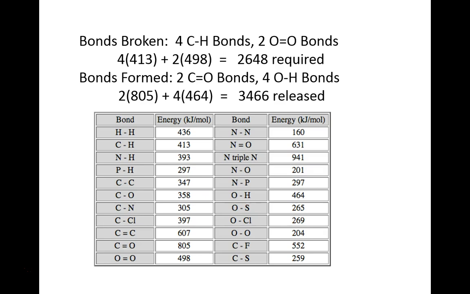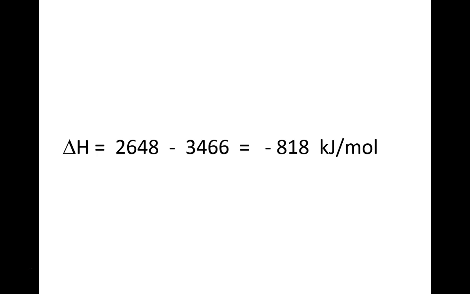And if you can see this, this requires less energy than it releases. So we should have a net release of energy here. What we get if you bring those numbers together is that the enthalpy change for methane gas upon combustion is negative 818 kilojoules per mole. Now remember, negative Q is exothermic.